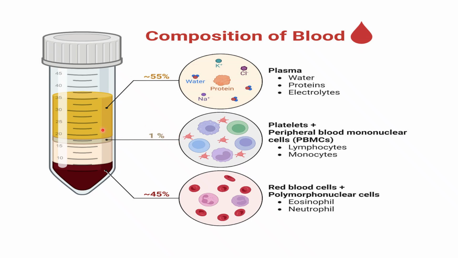You can see that it's tiny. These are the platelets, the peripheral blood mononuclear cells. The platelets consist of the lymphocytes and the monocytes, whereas the red blood cells consist of the eosinophils and neutrophils. But the plasma is the highest part of a blood sample. You can see that it's 55%. And out of the 55%, we have water, we have protein, and we have electrolytes.